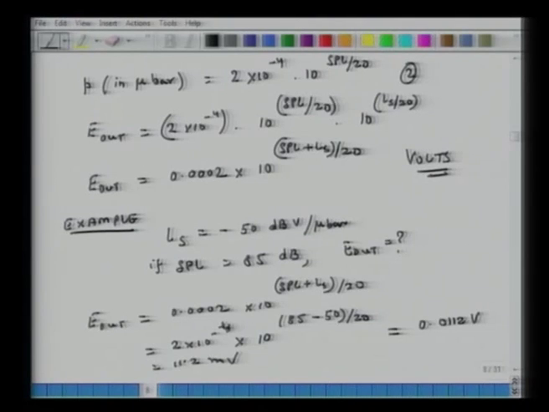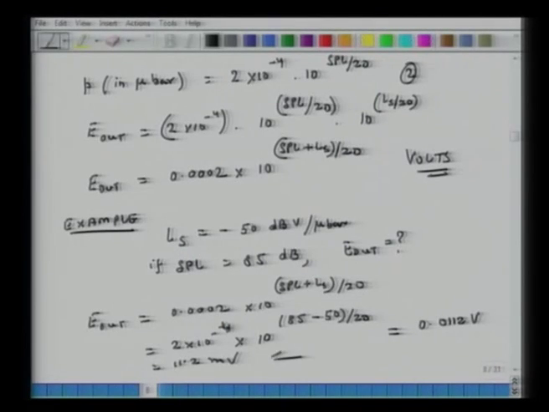SPL and LS are different units, so how can we subtract or write them? But essentially what this process tells you is that if you have some idea that your sound pressure level is going to be 120 dBs at the peak level and the minimum is going to be, let's say, 40 dBs, and you want to measure it, you should be able to figure out what will be the output voltage from that, and whether my instrument will be able to actually measure that voltage or not. That is the purpose.